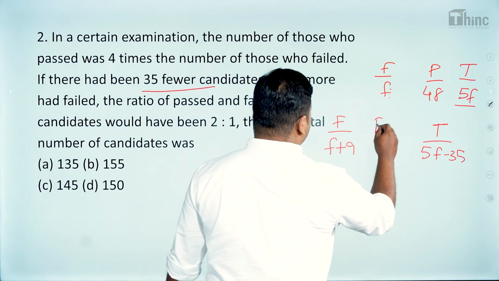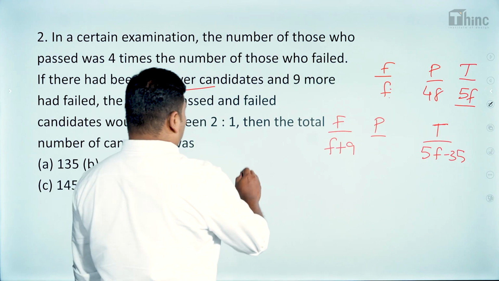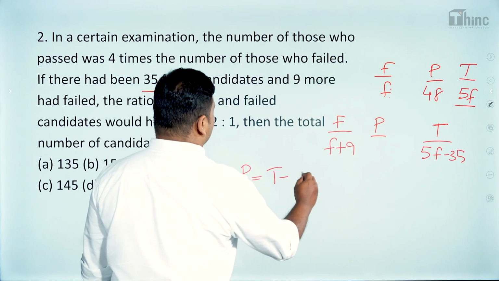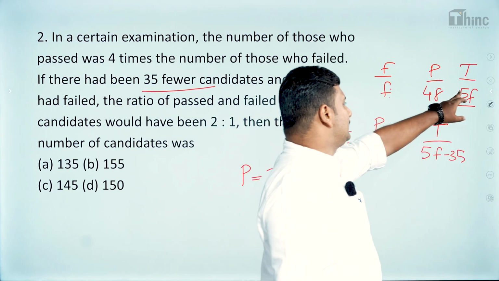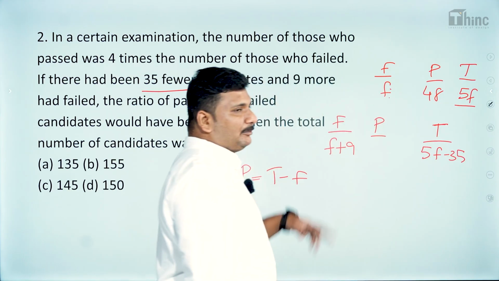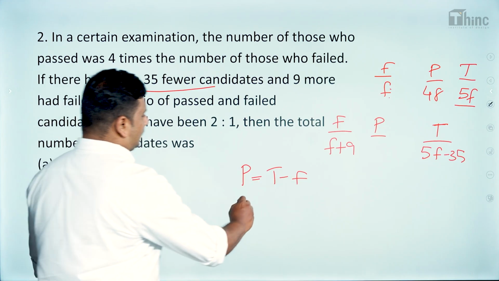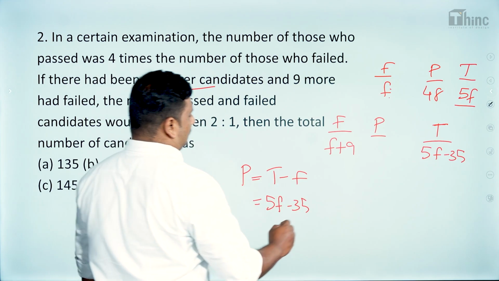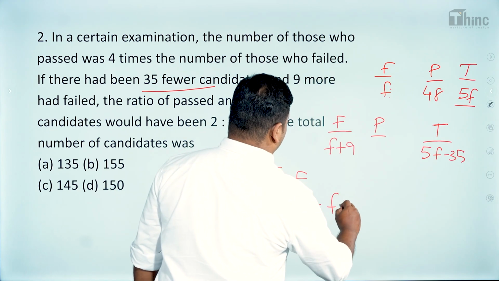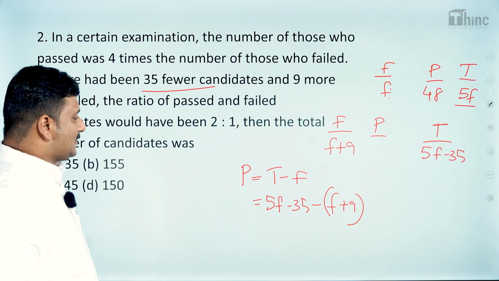So how can we find those who passed? Those who passed will be total minus those who failed. So the total now is 35 less than the initial, and those who failed is 9 more. So those who passed now will be total minus those who failed, which is nothing but 5F minus 35 minus (F plus 9). So this is the total number of students who passed now.